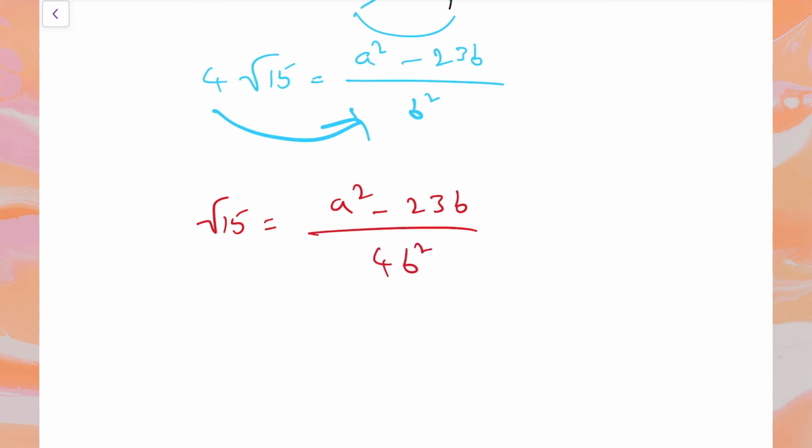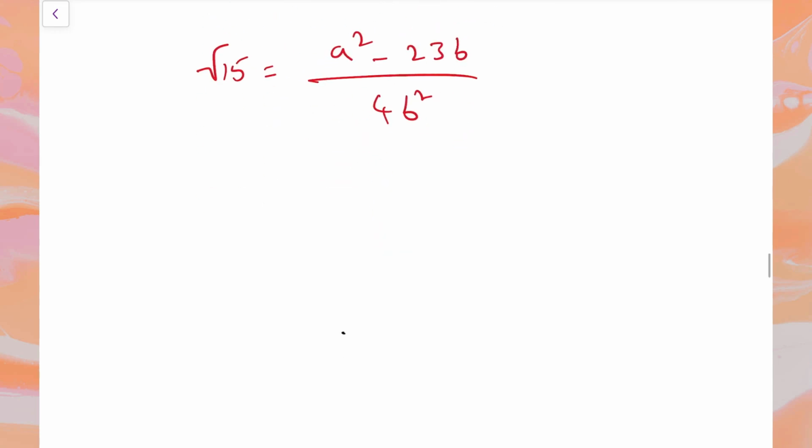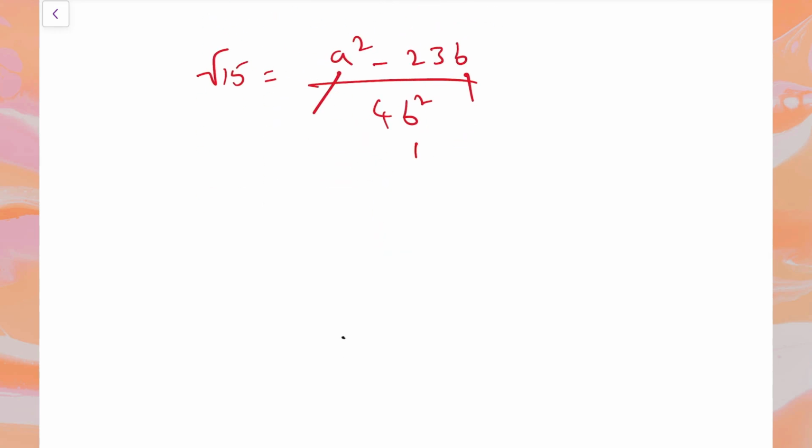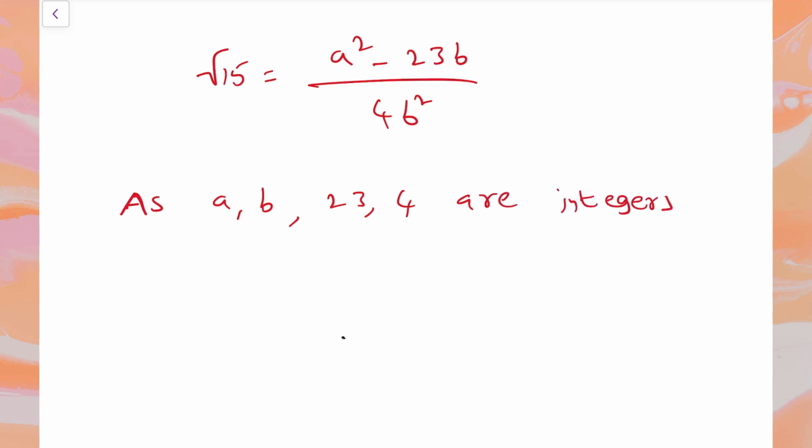In the beginning of the answer we took a, b both belong to integers. So here on the right side we have a, b square, 23 and 4. These all are integers only. So as a, b, 23, 4 are integers, RHS is rational, but here LHS is root 15, right? So root 15 is irrational. This contradiction has arisen due to our wrong assumption. So the given number is an irrational number.